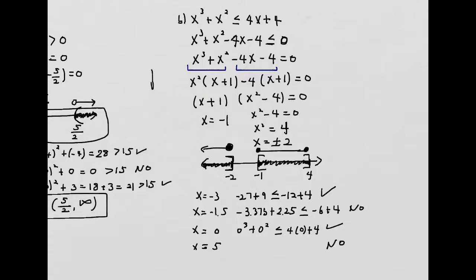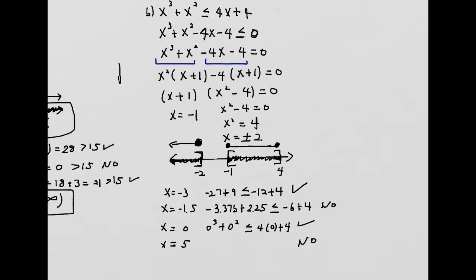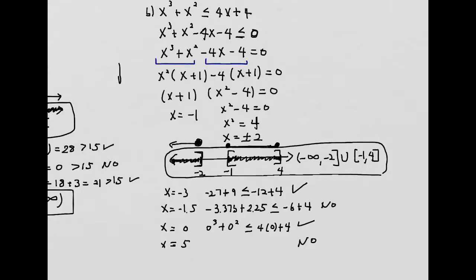So then let me see if I can write my solution next to my graph, right? So I will have negative infinity to negative 2, union of negative 1 to positive 4. So this is going to be my graph and interval notations, inequality solutions.